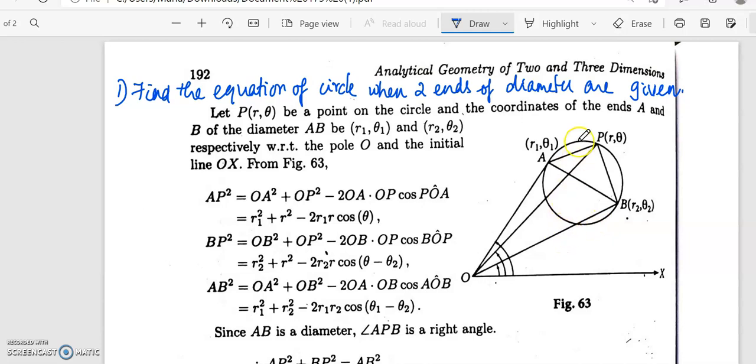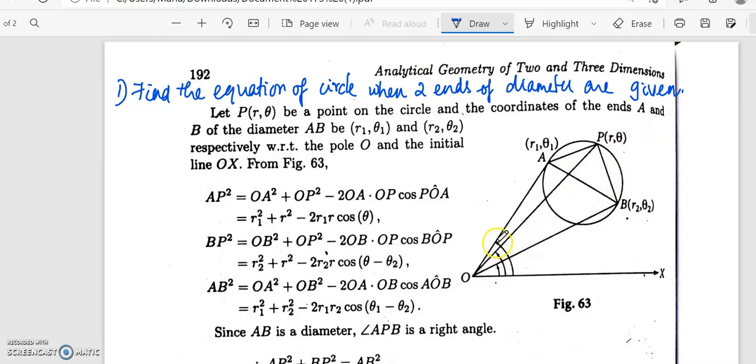Now we need to find the equation of the circle in terms of R theta, where R theta denotes any point on the circle, and the equation involves R1 theta 1 and R2 theta 2, which are the ends of your diameter. That is what is given to us. We are given a circle and a diameter AB with ends R1 theta 1 and R2 theta 2. You can see in the figure the points A, P and B. AB denotes the diameter and P is any arbitrary point on the circle, which is denoted by R theta.